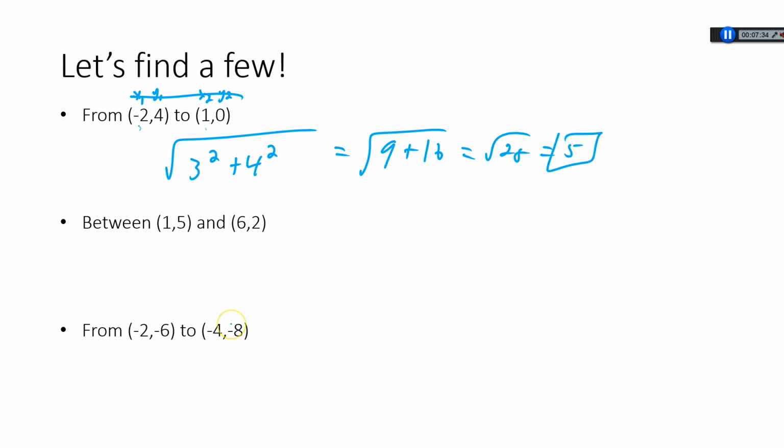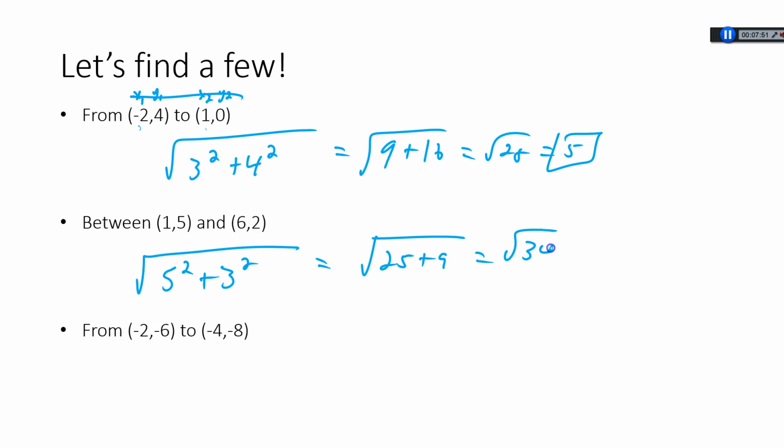Why don't you try the next two on your own? Go ahead and pause the video for a second. All right, let's see how you did. So this one, I'm going to do the square root. Difference of the x's is 5 squared. Difference of the y's is 3 squared. So that's the square root of 25 plus 9. That's the square root of 34. That's 2 times 17, so I can't simplify that at all. There are no perfect squares in there. I'm done. Next up, we got -2, -6 to -4, -8.